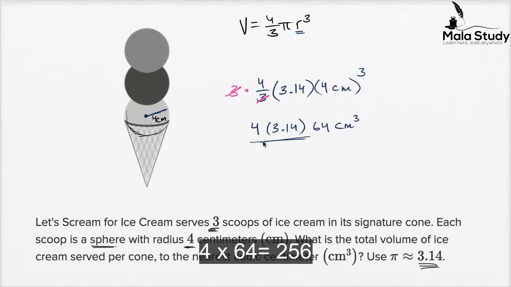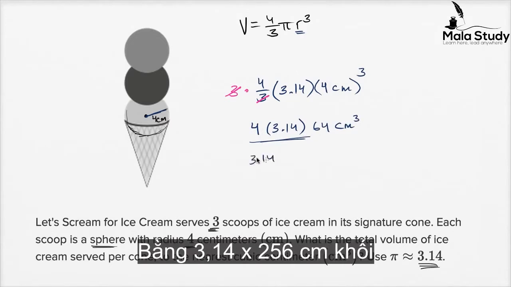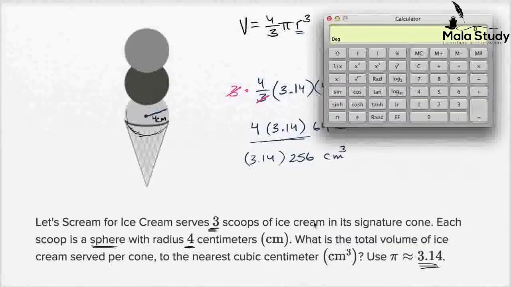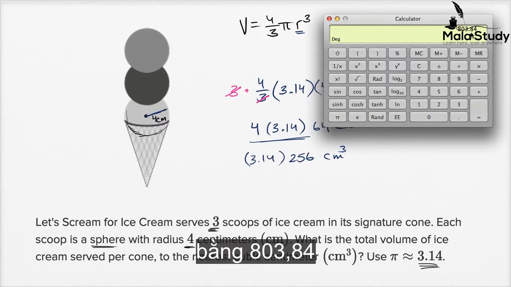So let's think about it. We could do this by hand. 4 times 64, that is 256. So it's going to be 3.14 times 256 cubic centimeters. But we're allowed to use a calculator for this one, so let's just take a calculator out and multiply it out. 3.14 times 256 is equal to 803.84.